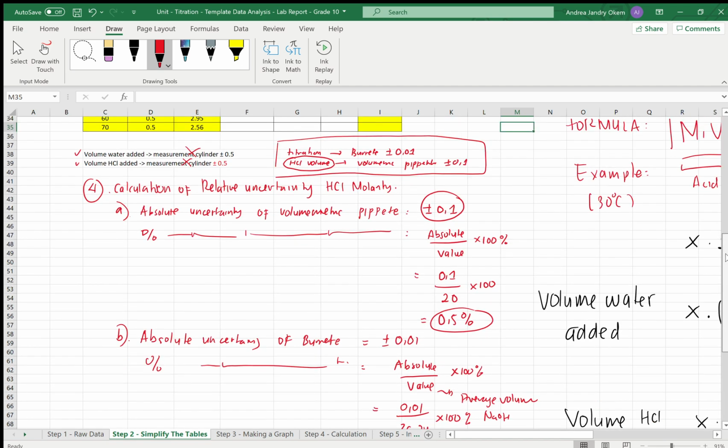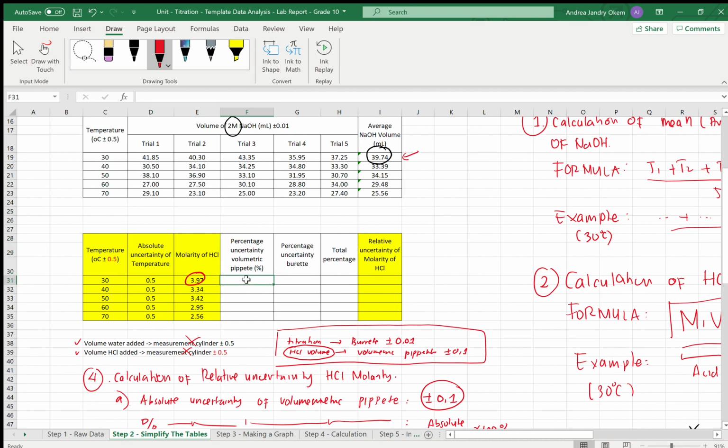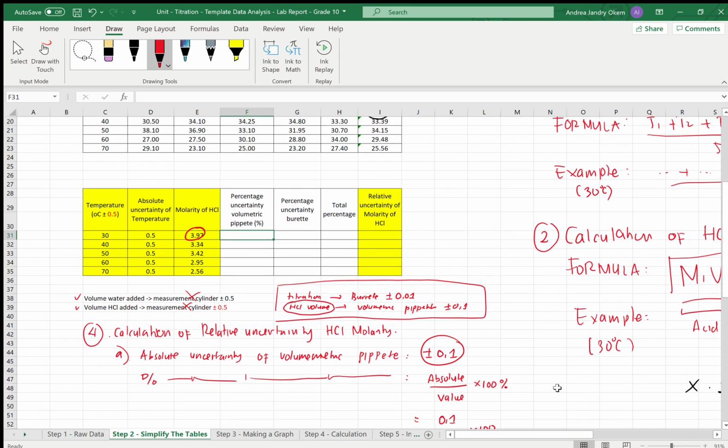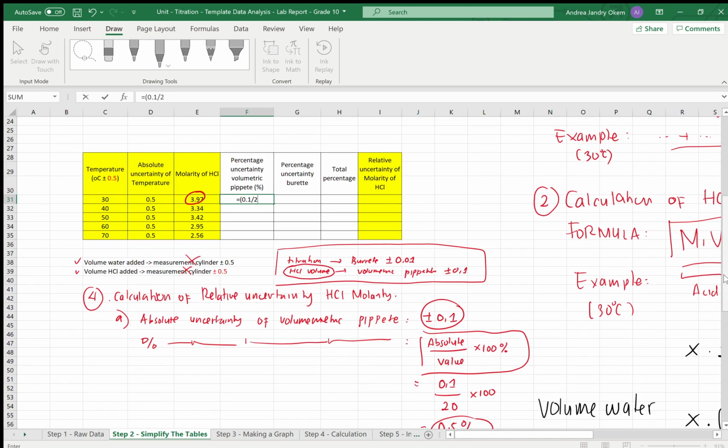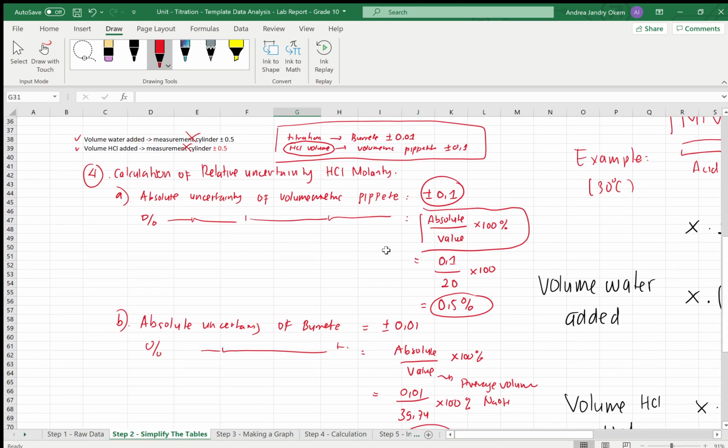Now, if you want to do this for the HCl in the spreadsheet, find the percentage uncertainty of the volumetric pipette. Take a look at the formula: absolute divided by value. Open the bracket, absolute is 0.1 divided by the value of the hydrochloric acid, which is 20. Close the bracket and times 100, and you produce 0.5. For this one, we can use similar numbers.